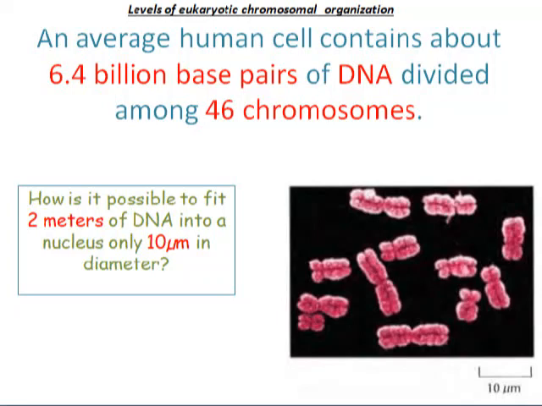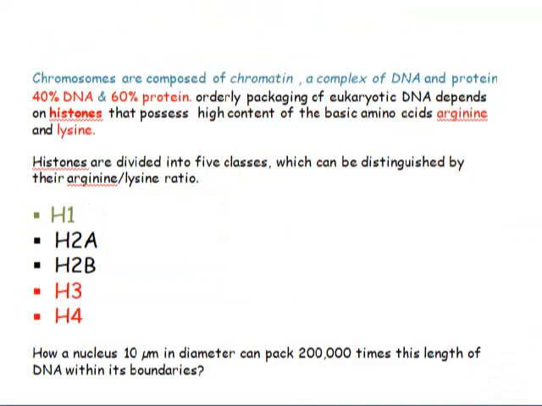How is it possible to fit 2 meters of DNA into a nucleus of only 10 micrometers in diameter? An average human cell contains about 6.4 billion base pairs of DNA divided among 46 chromosomes. These chromosomes are composed of chromatin, a complex of DNA and protein: 40% DNA and 60% protein. So, how does this thread-like interphase chromatin transform into a compact metaphase chromosome?